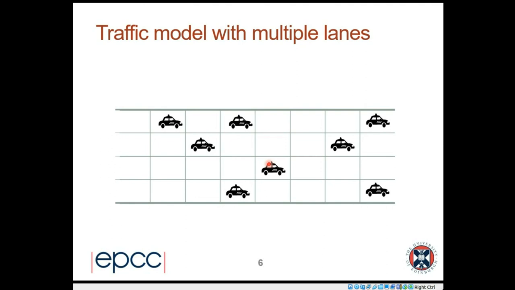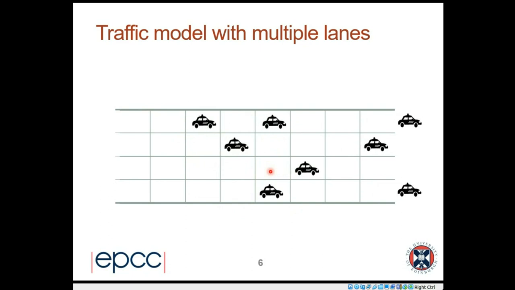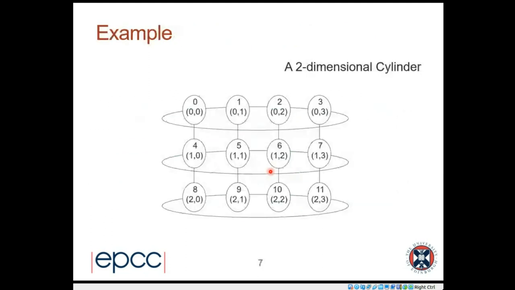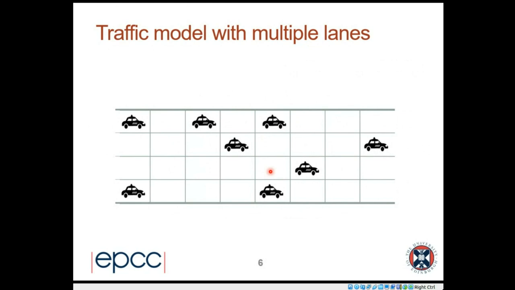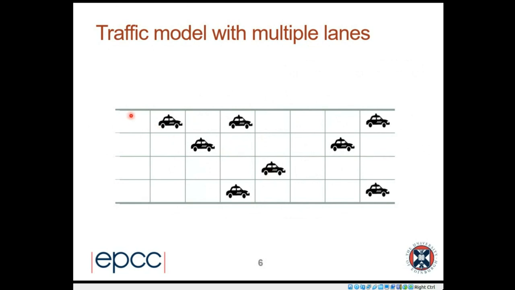However, you can imagine you might want to have a traffic model with multiple lanes. So here we have four lanes, and the cars might actually change lanes, and the cars also go off the end and come back on this side here. So I'll go back and show you that again: we have a grid here, okay? A 4 by 8 grid, down and along.